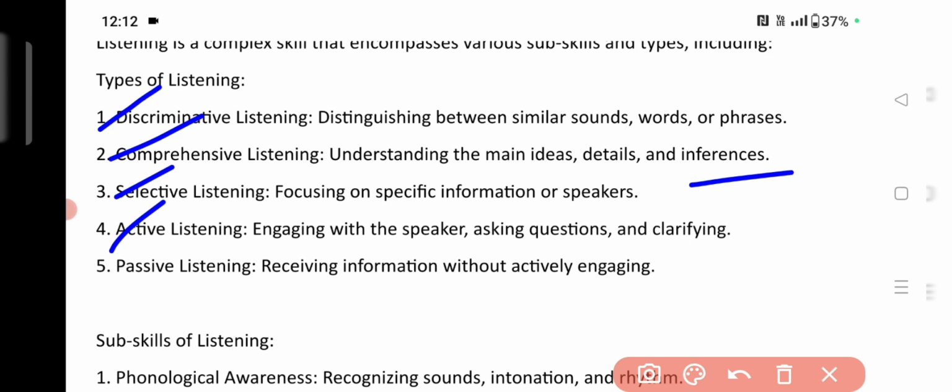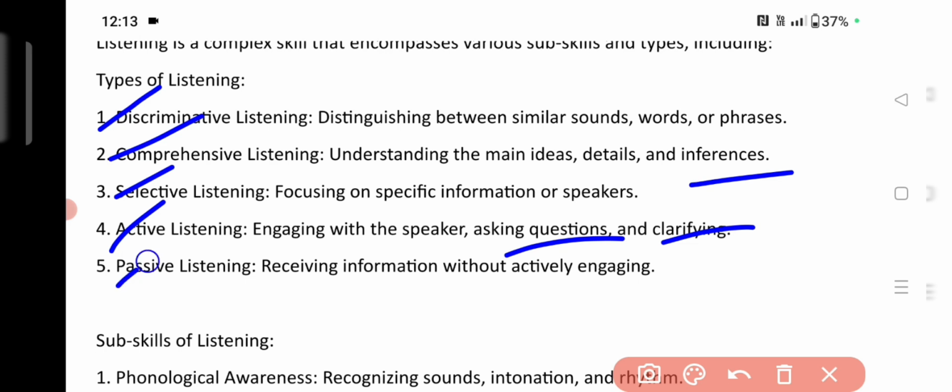Active listening means engaging with the speaker, asking questions and clarifying. That means you need to listen effectively and communicate with the speaker. Whatever the teacher is telling, you need to respond and understand all the matter, right? If you have any doubt there, then you can ask without any hesitation, right?